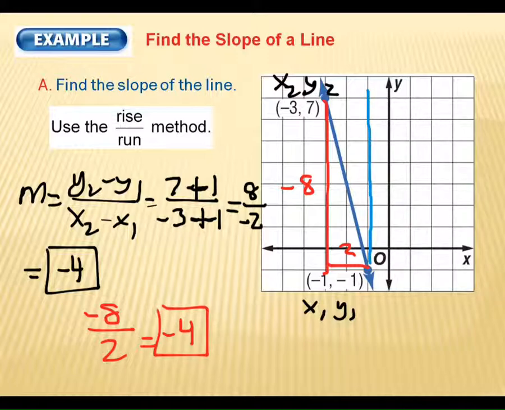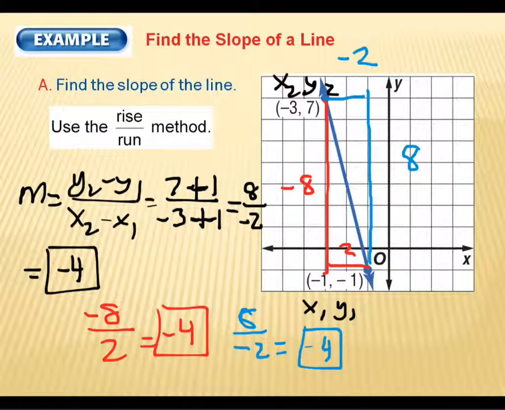Same thing if I went the other way. If you went here, you would go up 8 units, and you would go to the left 2 units. Because you went to the left, that's negative. 8 divided by negative 2, also negative 4. Okay. So it doesn't matter which 2 points you pick and go from, but you do how much you rise, or go down, divided by how much you run, go left to right. If you go to the left, it's negative. If you go down, it's negative. Okay. Doesn't matter which point you pick.